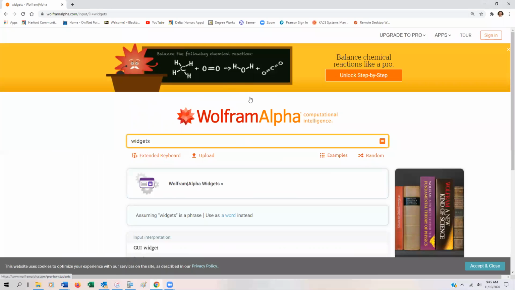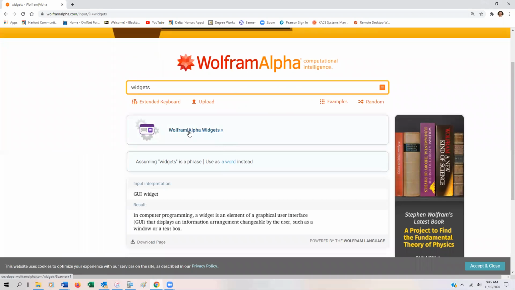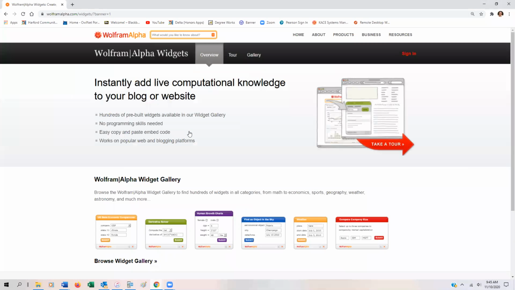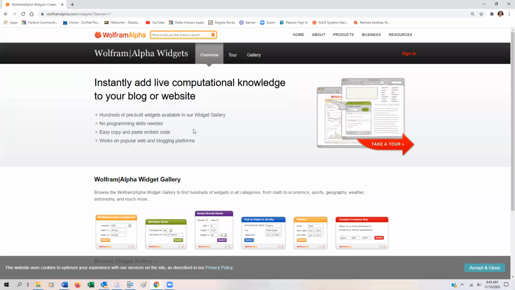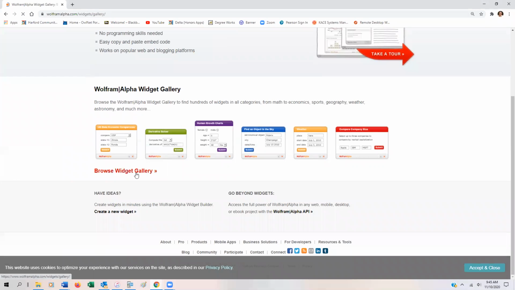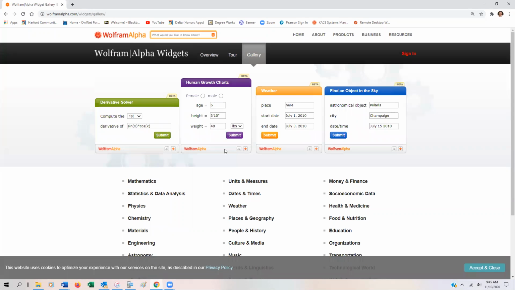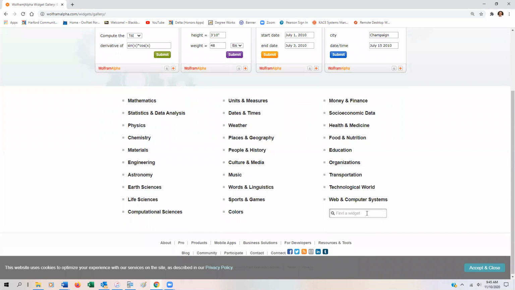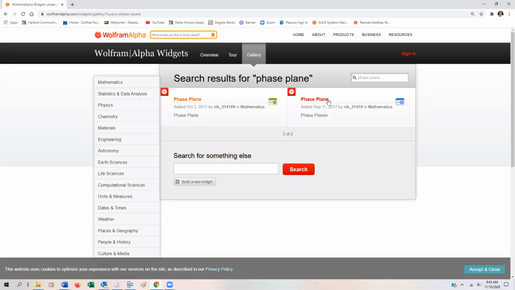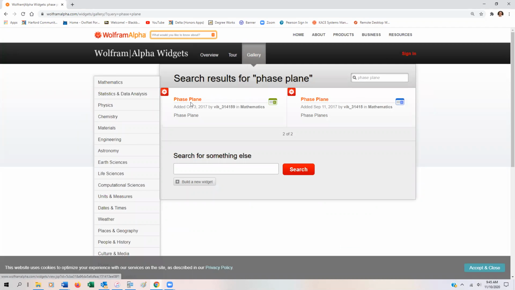All right. And you're going to click right here where it says Wolfram Alpha widgets. And then you're going to have to search their widgets. So you're going to browse and then you're going to search. You're going to find a widget, and you actually have to delete where it says find a widget and just type in phase plane. It looks like somebody already did that. I believe 2 are going to come up. Just pick this first one. They're both decent, but I picked the first one.